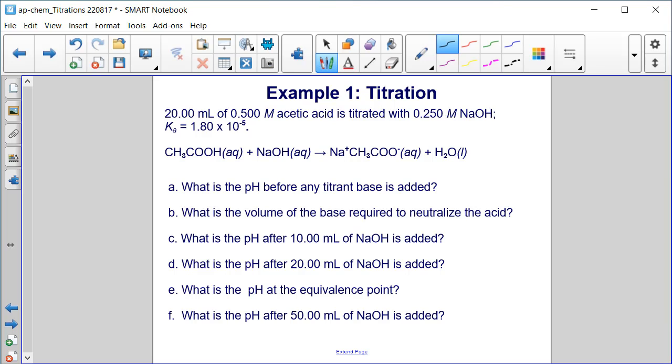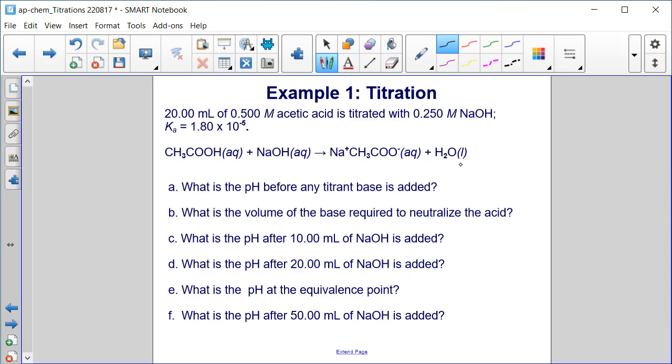20 milliliters of 0.5 molar acetic acid is titrated with 0.250 molar sodium hydroxide. Ka is 1.80 times 10 to the minus 5. We're also shown the reaction of the acetic acid with the sodium hydroxide to produce sodium acetate and water.